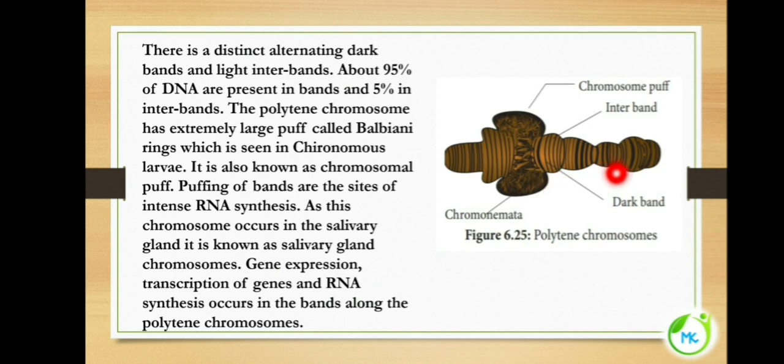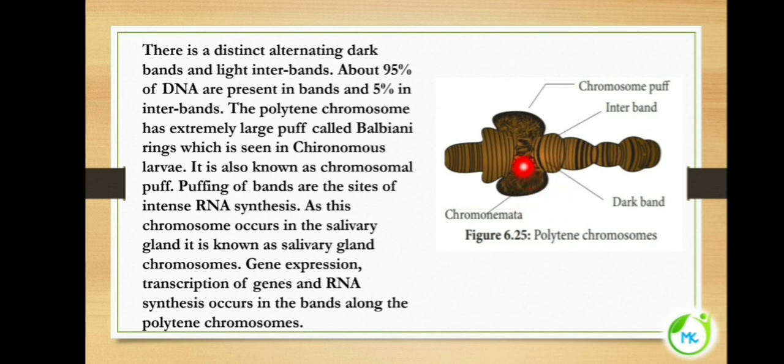And this is the picture representing the Polytene chromosome, and you could see there is an alternating dark band and light band. Alternating to the dark band you have a light band which is referred to as interband. About 95% of DNA is present in bands and 5% is found in the interband.